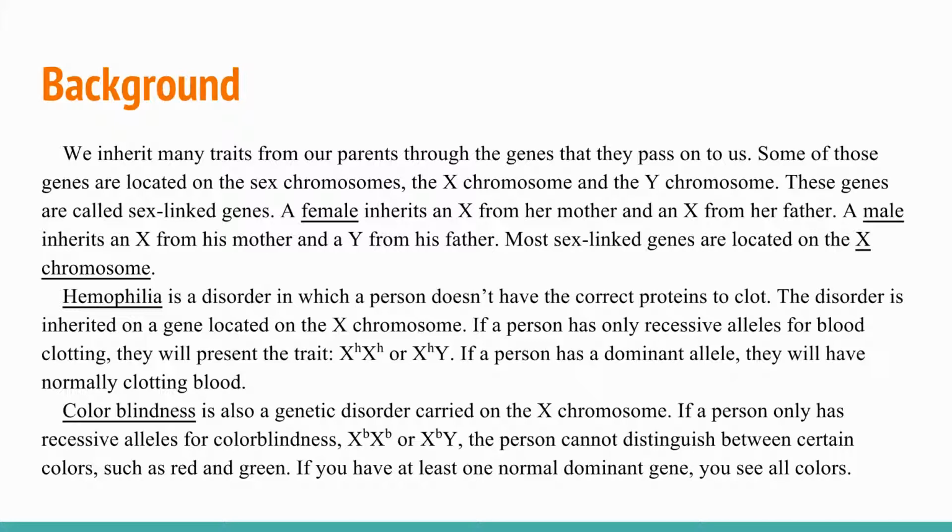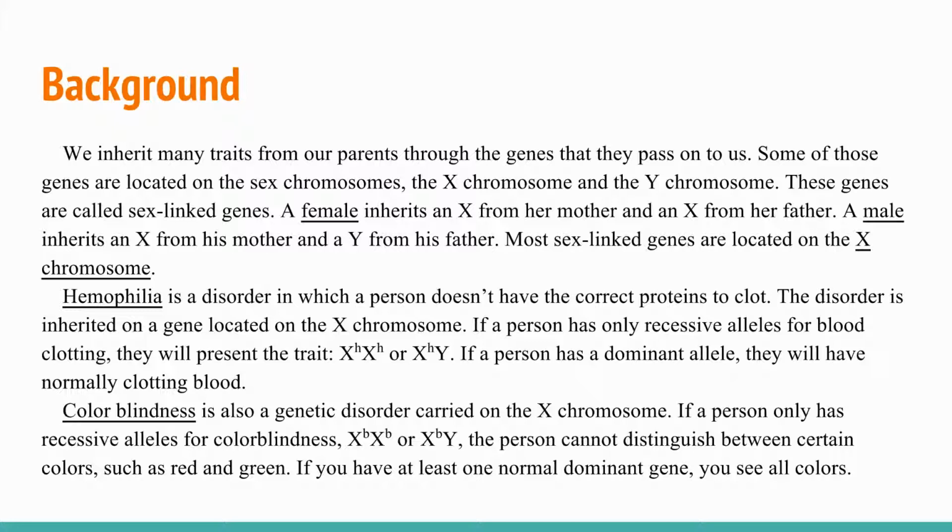A female inherits an X from her mother and an X from her father. A male inherits an X from his mother and a Y from his father. Most of the sex-linked genes are located on the X chromosome. Two of these genes are for hemophilia. This is a disorder in which a person doesn't have the correct proteins to clot their blood.